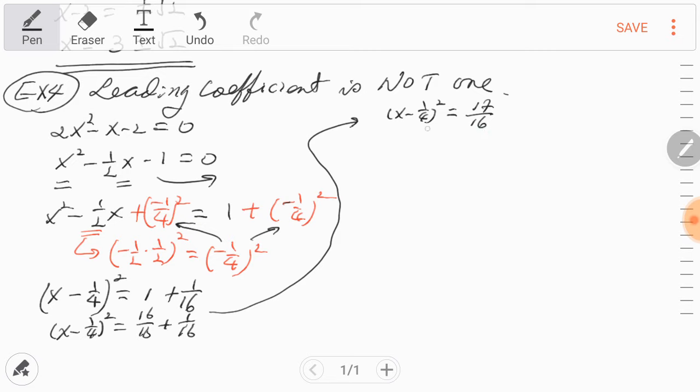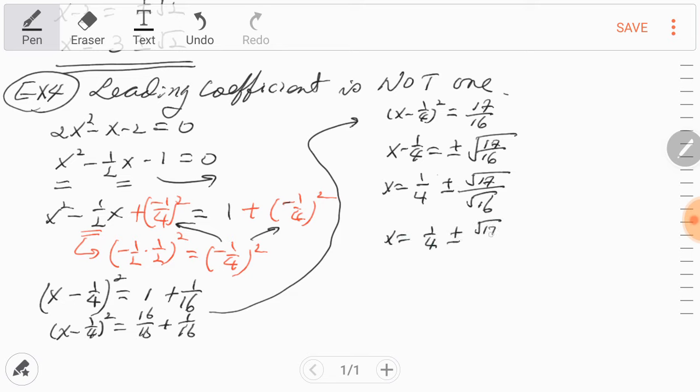Then get rid of the exponent 2. Then the base is equal to what? Good. Plus or minus square root of 17 over 16. Then x is equal to, move negative 1/4 to the right, positive 1/4, plus or minus, separating the numerator and the denominator. So finally, x is equal to 1/4 plus or minus square root of 17 over 4. So we have two solutions. One is plus, the other one is minus.